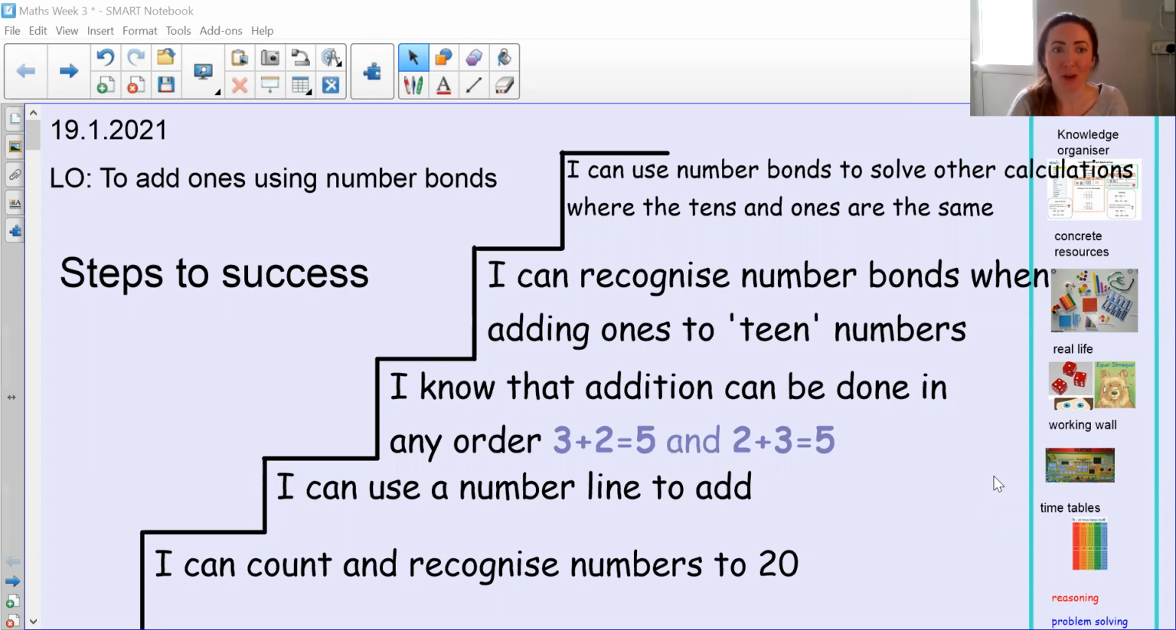Today's learning objective is to add ones using number bonds. And the steps to success are: I can count and recognise numbers to 20. I can use a number line to add. I know that addition can be done in any order. I can recognise number bonds when adding ones to teen numbers. And I can use number bonds to solve other calculations where the tens and ones are the same. So it's similar to what we were doing last lesson, but kind of an extension of that, learning a new way of doing it.